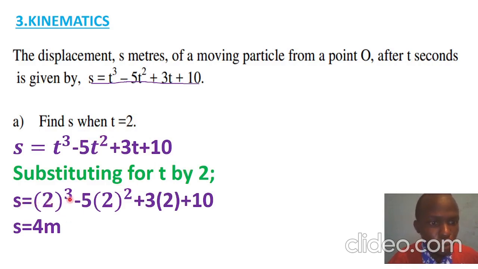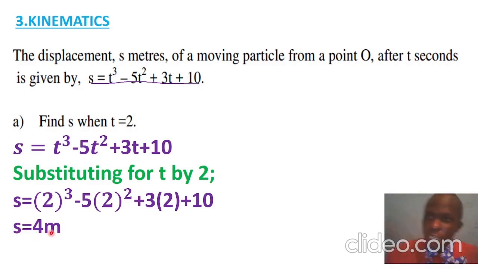S is equal to 2 cubed minus 5 times 2 squared plus 3 times 2 plus 10. So where we have t, we use 2 instead, and the displacement is 4 meters. For those who really do like physics, maybe I can give you a little bit of insight. Get to know that displacement is a vector quantity, and displacement is distance, but in a defined direction. So s is displacement, and the units are in meters, 4 meters.